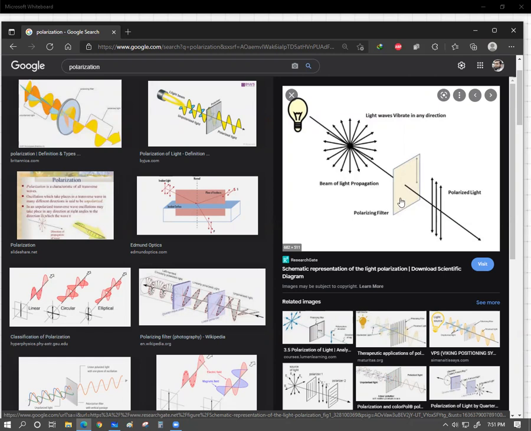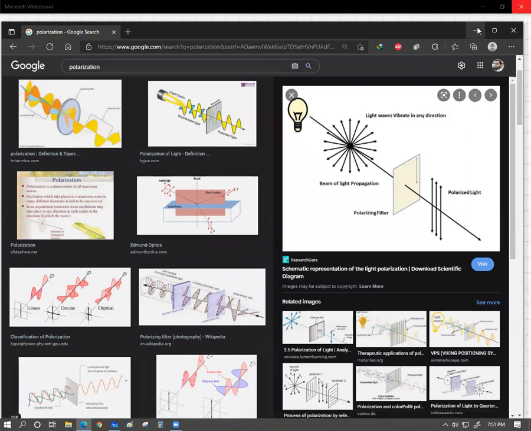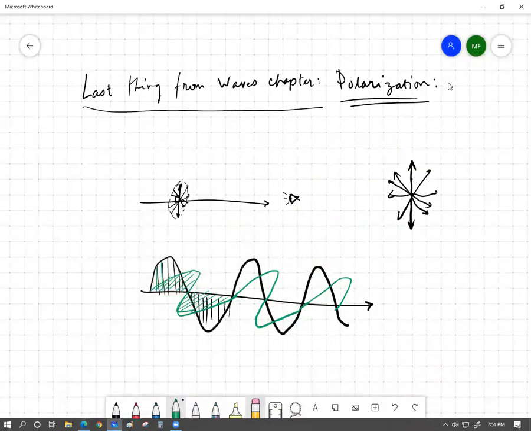Now, what a polarizing filter does is it has some atomic level filter, or atomic level barrier, which will only allow a very specific alignment of light to pass through, and all the other light will be cut off. Now, there is a way that I can physically explain this. For example, something of this sort.